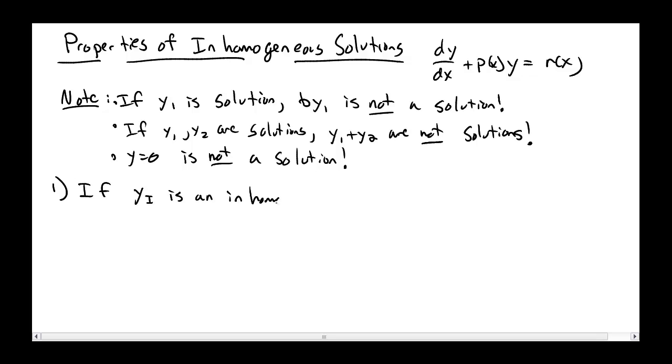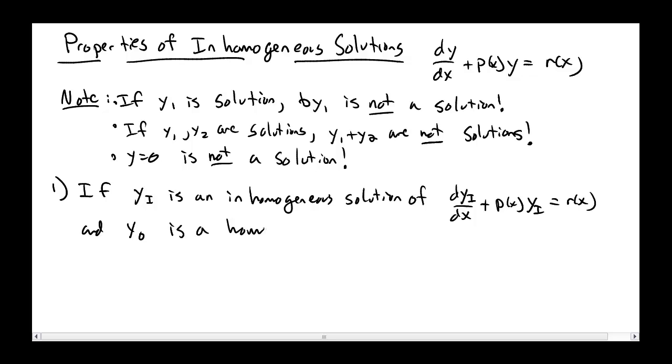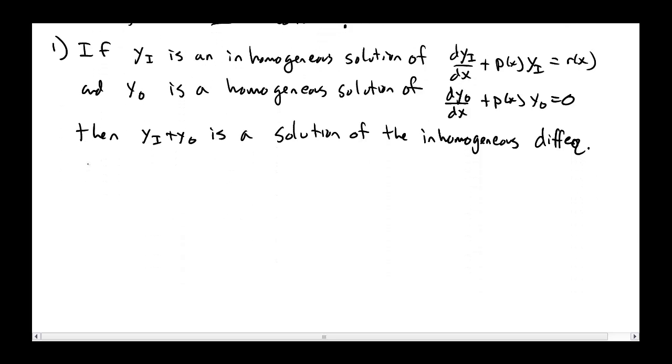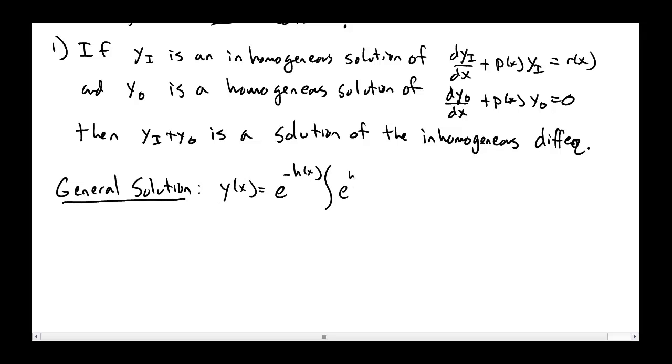So what are the properties? Well, one of the properties is if y sub i is an inhomogeneous solution of the equation, and y0 is a homogeneous solution, then it turns out if you add these two, yi plus y0, then this is a solution to the inhomogeneous differential equation. Okay, so we took an inhomogeneous solution and a homogeneous solution, added them together, and it's a solution to the inhomogeneous differential equation. We can see this by writing out the general solution that we had above into two terms, multiplying through.